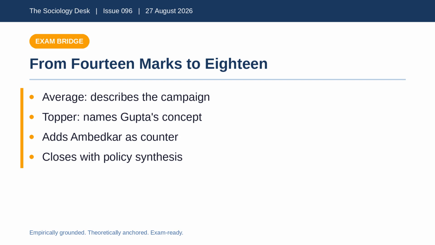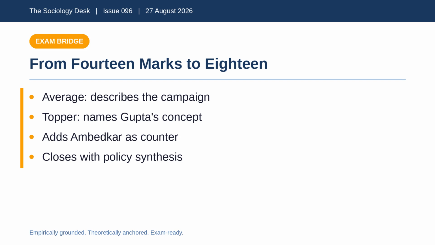The script that scores 18 or 19 out of 20 does something completely different. It opens with a structural claim, not a definition. Something like, reservation in India was never designed as poverty alleviation. It is a correction for graded inequality. Then it names Dipankar Gupta's concept precisely, caste and class as discrete categories, and uses the campaign in exactly one or two sentences, only as evidence, never as the main story.